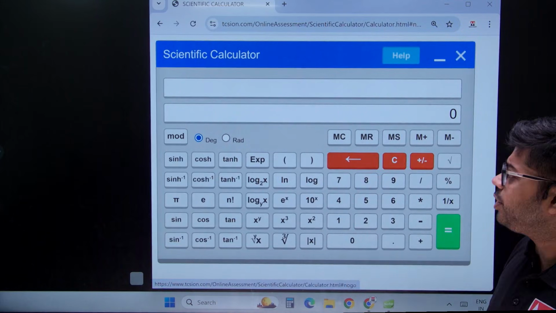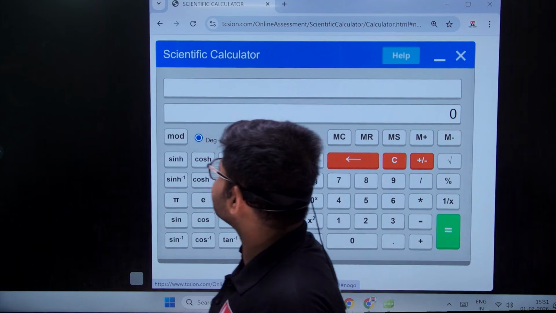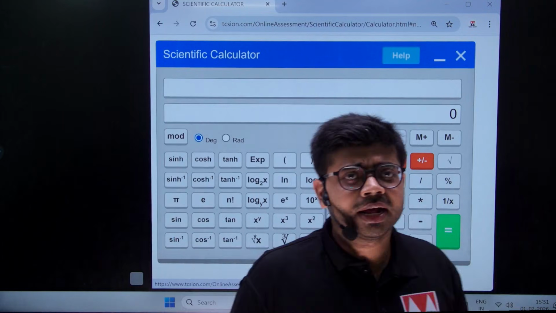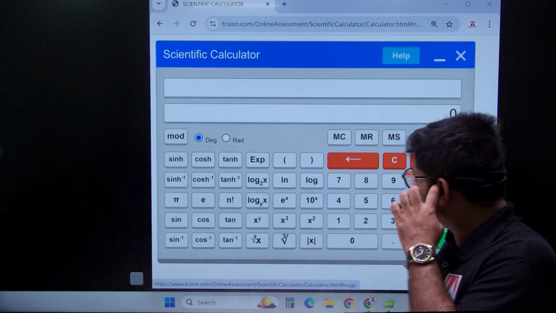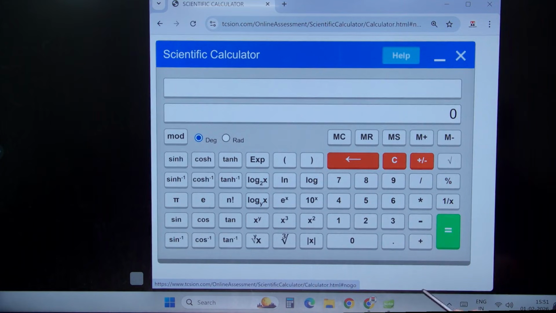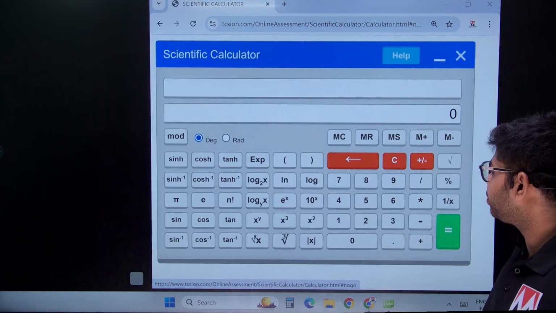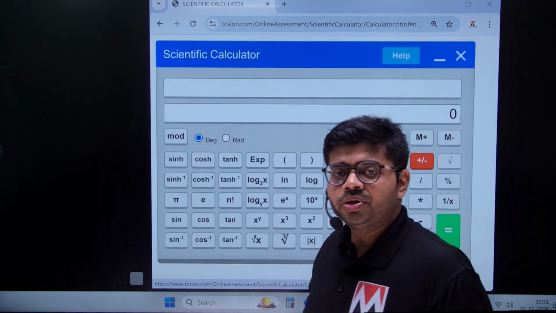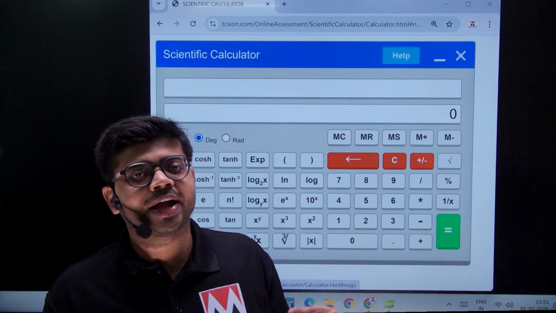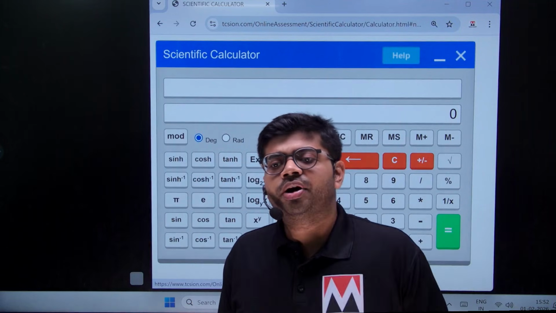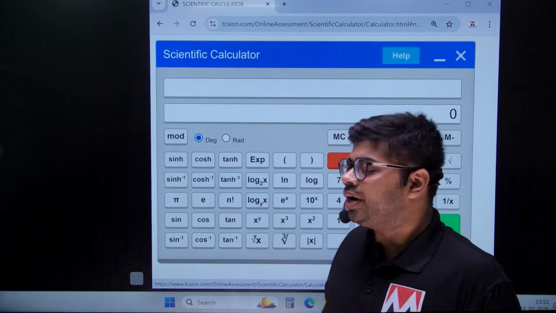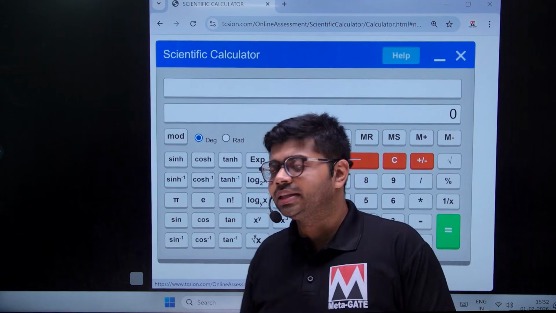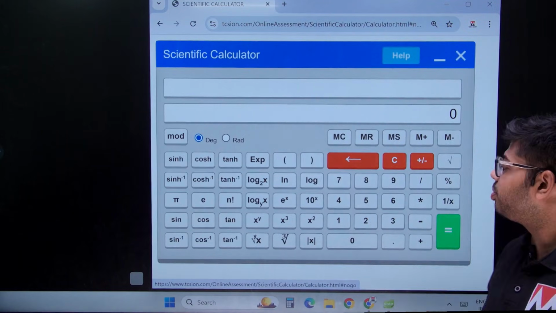If I compare it with the day-to-day calculator that we use, there are some differences. Say for example, let me show you, all of you must be knowing but still I'm going to show you the basic differences. If I am using sin 30, I want to find the value of sin 30. In our scientific calculator, you will first click the sin function and then 30, in brackets you will put the 30 digit.